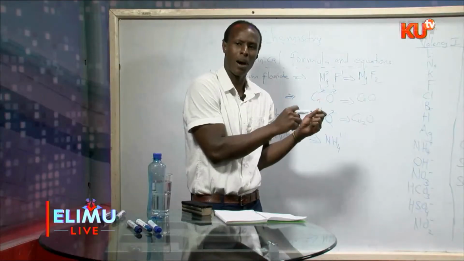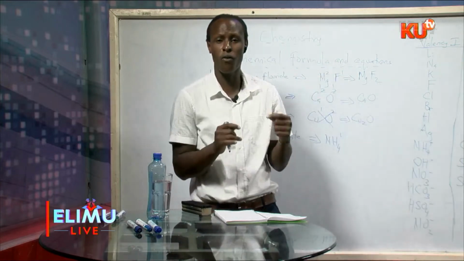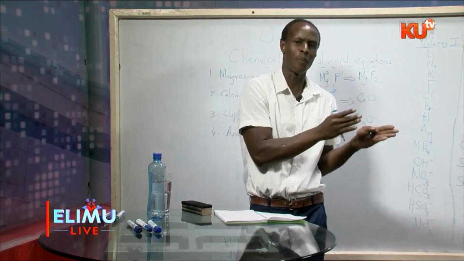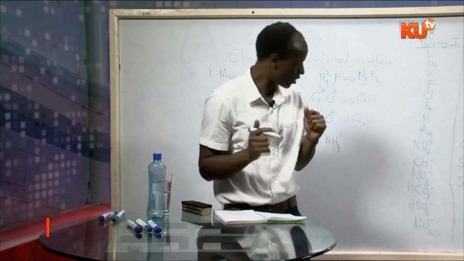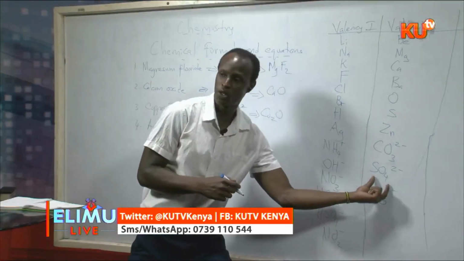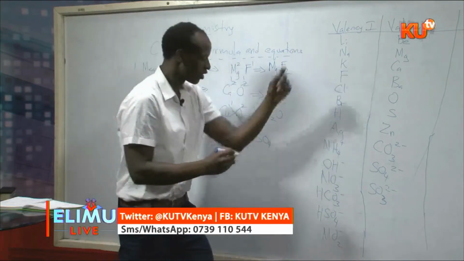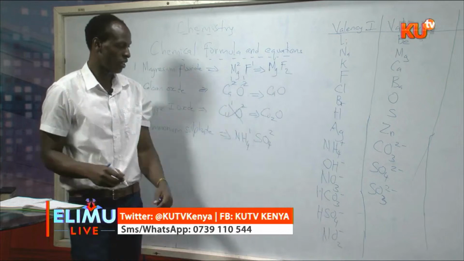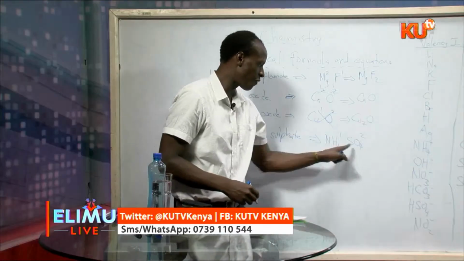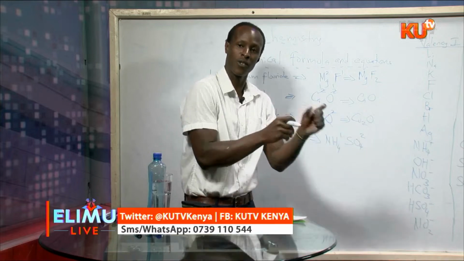The 4 is part of the formula. Ammonium is 1 nitrogen and 4 hydrogen. Anytime I hear of ammonium, I should see NH4. Don't remove the NH4. Sulfate is SO4, and the valency is 2. We cannot simplify. Don't simplify the 4s. The 4s are not valencies. Those are part of the formula of the sulfate.